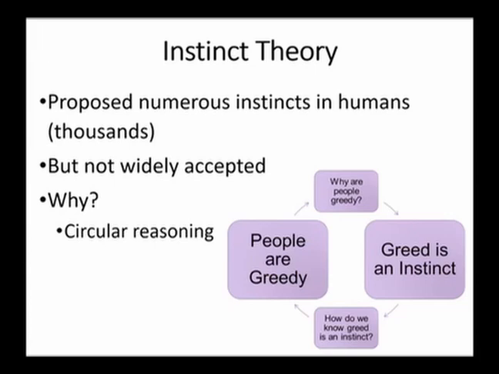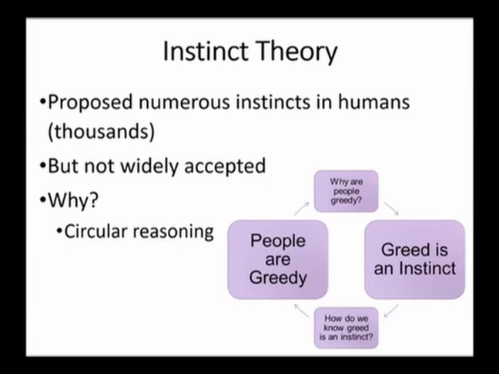Saying that people are greedy because it's instinctive isn't necessarily wrong, but then explaining that we know greed is an instinct because people are greedy, we're not getting any information. We're not approaching this scientifically. It's not a good theory if there isn't any way for us to disprove this argument, if there isn't any way for us to measure and quantify the thing that we're talking about. And so, like I said, this instinct theory never really caught on.